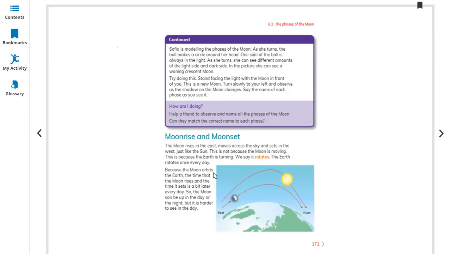Because the moon orbits the Earth, the time that the moon rises and the time it sets is a bit later every day. So the moon can be up in the day or the night, but it is harder to see in the day because of sunlight. It is mostly not visible. After 5 o'clock or near Maghrib time, you can see the moon in the sky. But during the daytime, it's not very visible.